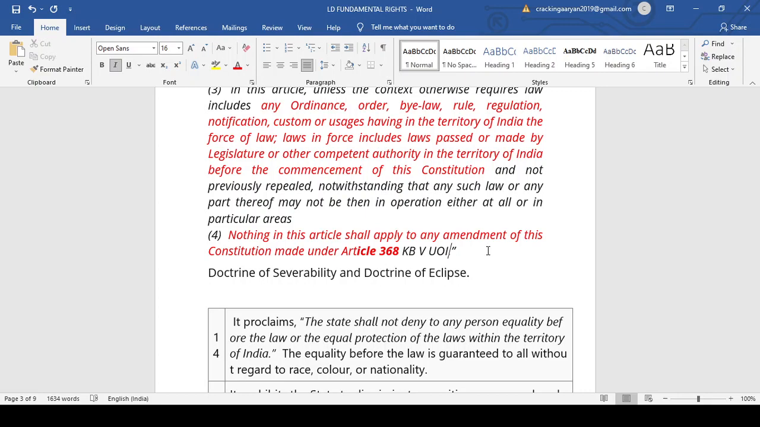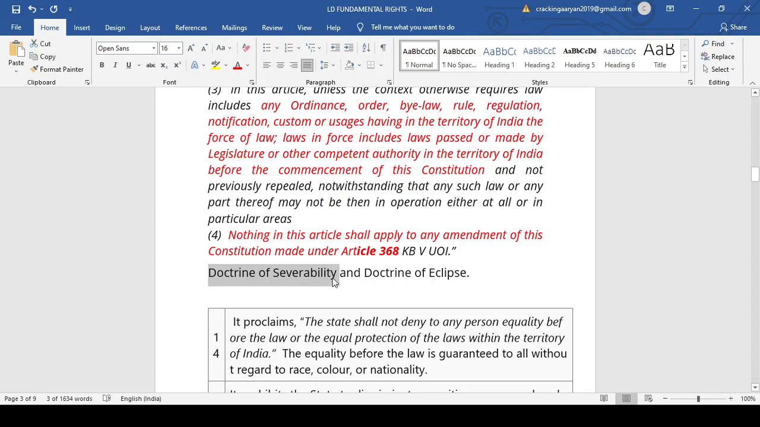Now, nothing in this article is the other name of notwithstanding. This is another term that you will be learning in law school. Notwithstanding, meaning that nothing in this article will be applied to the amendments which are made under Article 368, which takes us to the topic of Doctrine of Severability.